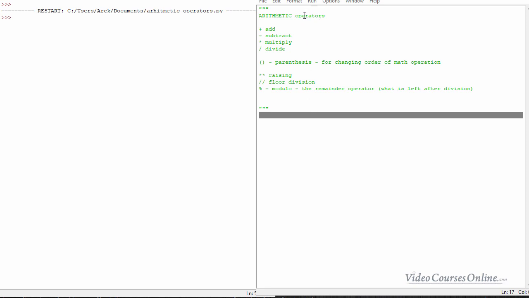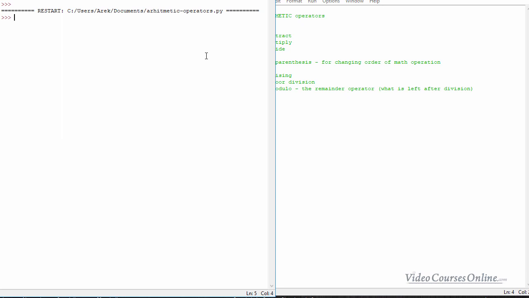Hello everybody, today we're going to talk about arithmetic operators. So we're gonna talk about operators that are commonly used in math, the operators that work on numbers. The plus sign can add two numbers to each other. So 4 plus 6 will give you 10.